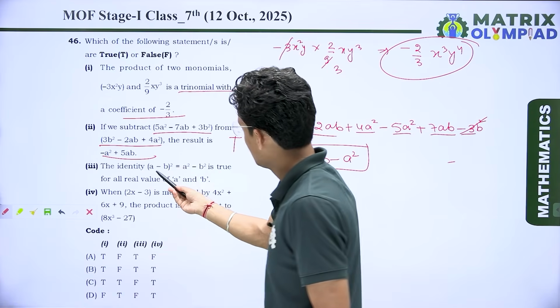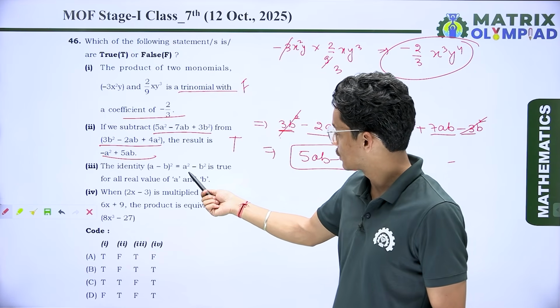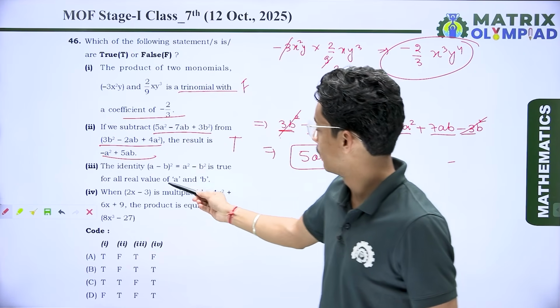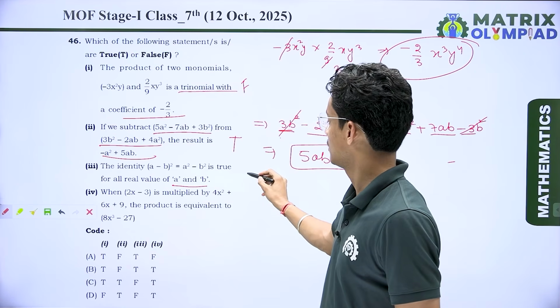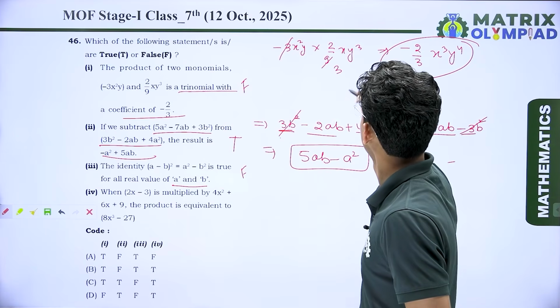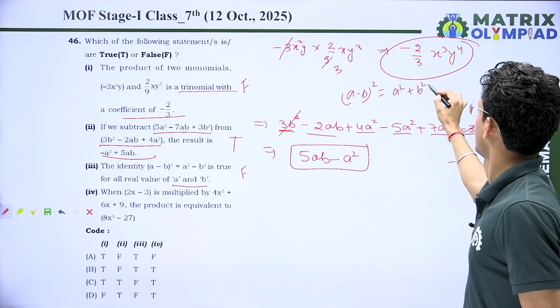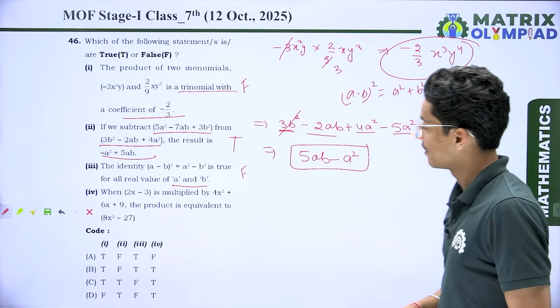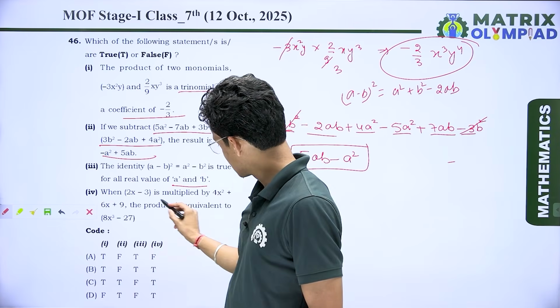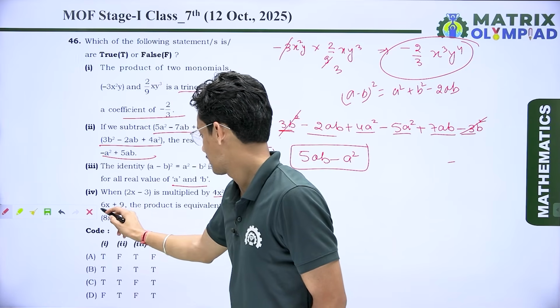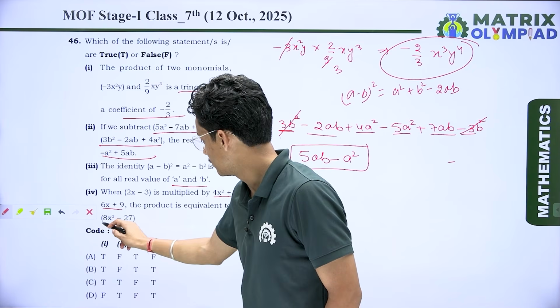Third, the identity a minus b whole square is equal to a square minus b square is true for all the real values of a and b. No, this one is false, because we know a minus b whole square is a square plus b square minus 2ab. Next, when 2x minus 3 is multiplied by this, the product is equivalent to this.